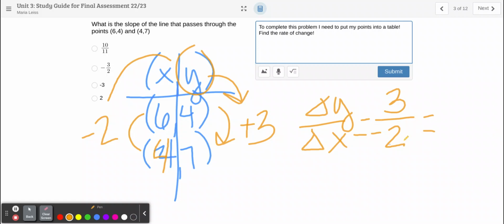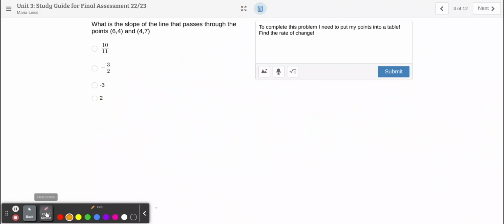If I'm unsure about what this means because I look over here and I don't see a positive 3 over a negative 2, I know that means it's the same thing as this. I can put this fraction into the calculator to check it if I need to. So the correct answer for this one is, you got it, negative 3 over 2.